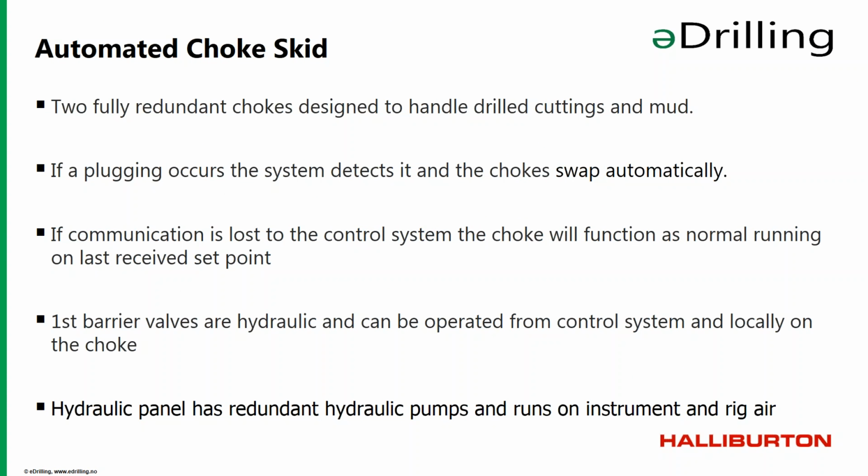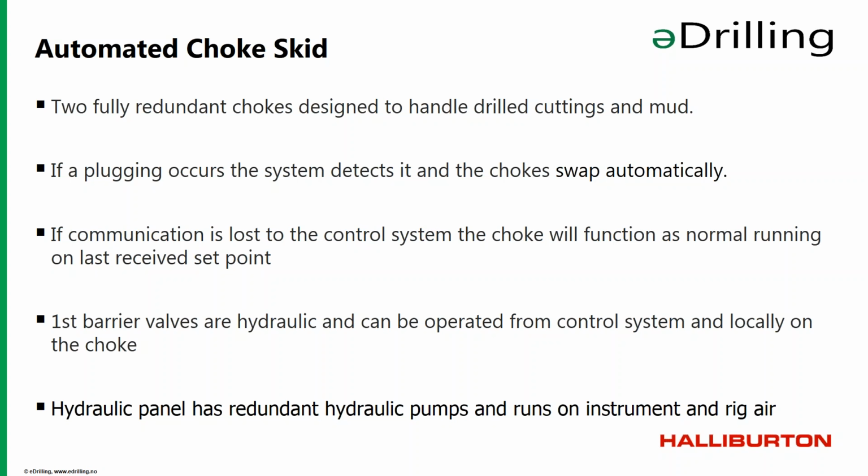The automated choke skid has two fully redundant chokes, which is designed obviously to handle drilling cuttings and mud. This is an automatic skid, which has lots of built-in features. If there's a plugging, the system detects it, and the chokes are swapped automatically. We let the driller know that the system has detected a plugging. They pull off bottom, hold steady parameters while the chokes swap, and then we continue.